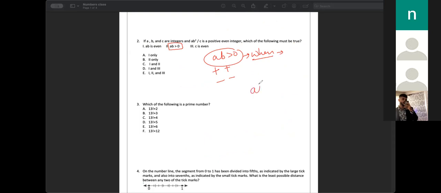No. What it says is AB square upon C is some positive even integer. The only problem here is that we have B square. For example, if A is positive and B is negative, AB square will still be positive, but A and B can be negative. So the second is not always true. The second might be true, but the question is must be true, must always be true. Got this point?